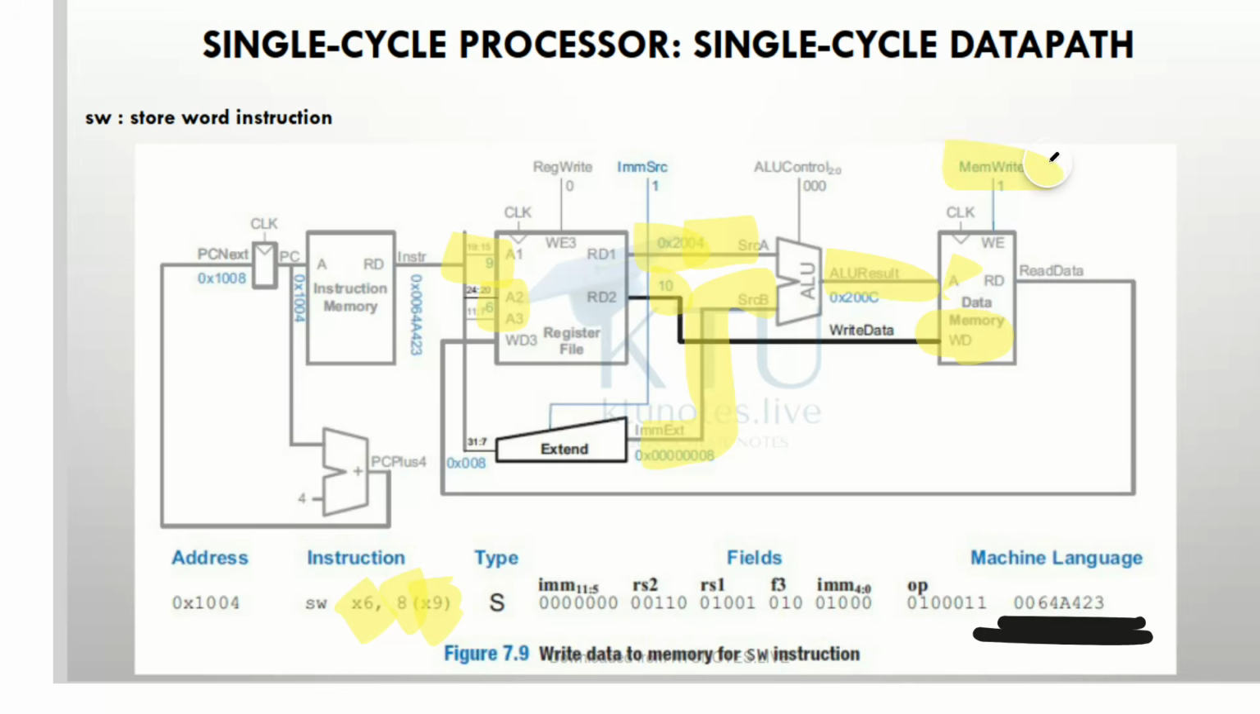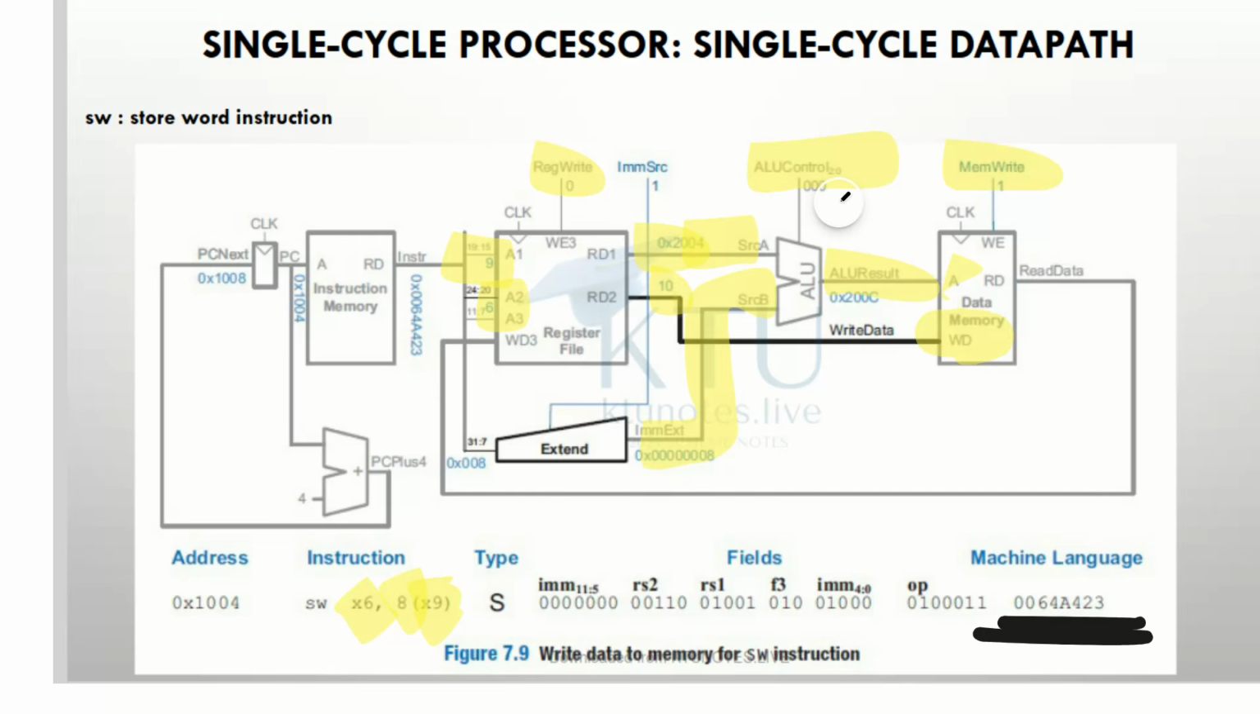So here mem write is 1. There is no reg write, we are not writing anything into a register. In the load case we write the value into the register, so reg write was 1, but here there is no reg write. Understood? Now ALU control is 000 because we are adding.